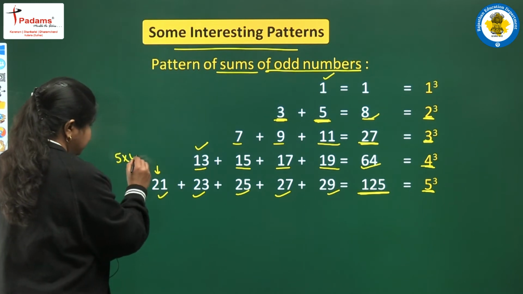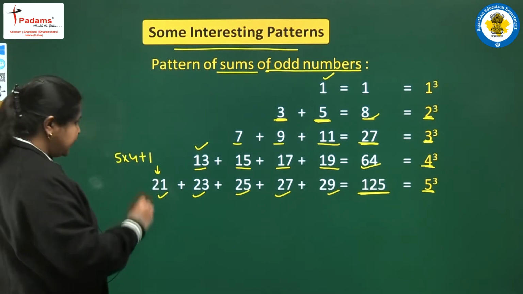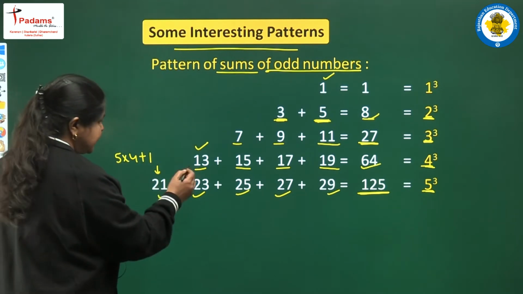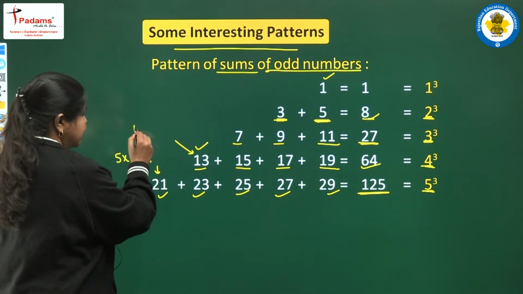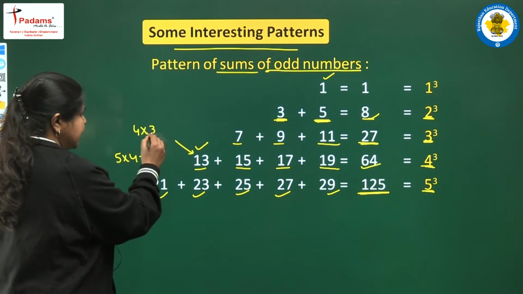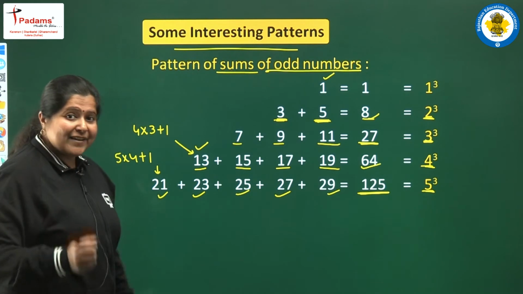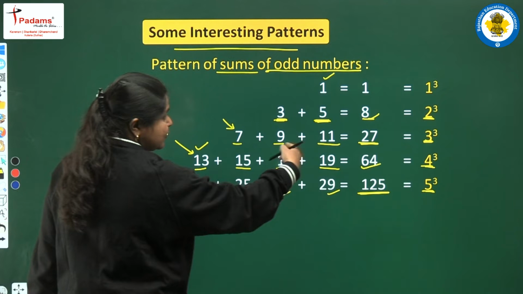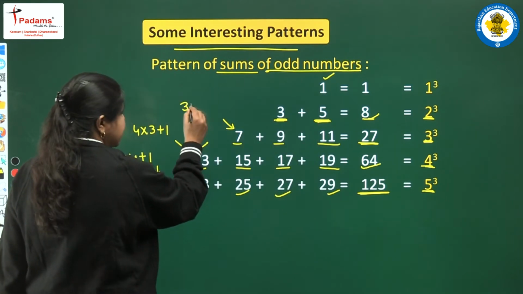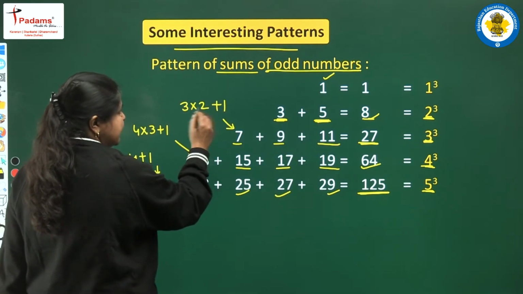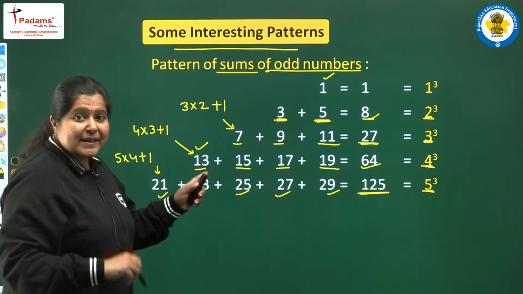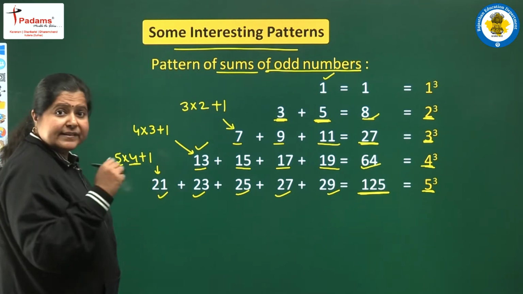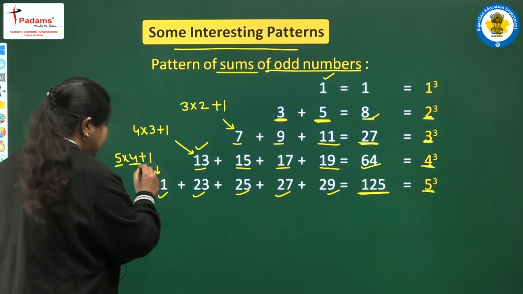5 into 4 plus 1 gives us 21, यानी 5 then 1 less and then plus 1. इसी तरह से 13 कैसे आ रहा है? 4 into 1 less, that is 3, and plus 1, हमें मिल रहा है first odd number. Have a look at this 7, this is equal to 3 cube, so 3 into 1 less plus 1, 3 twos are 6 plus 1, 7. तो हमें स्टार्टिंग नंबर कैसे मिल रहा है? The number multiplied by its predecessor, one less, and then plus 1.